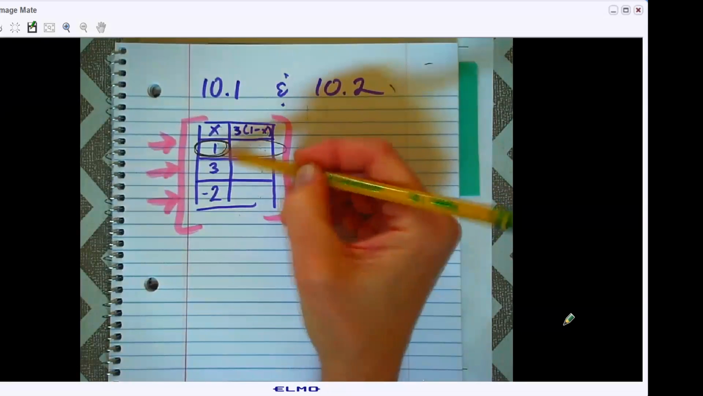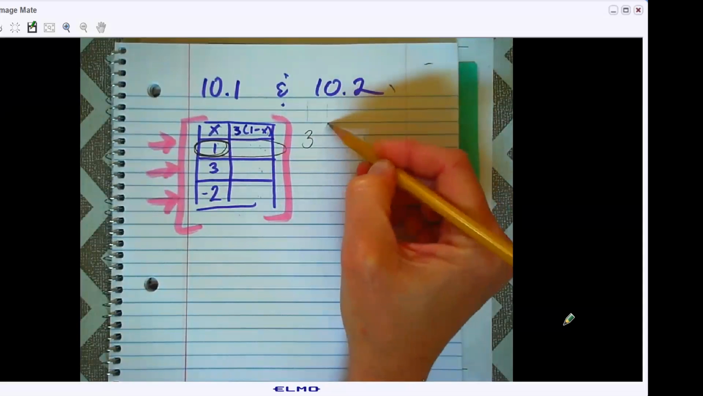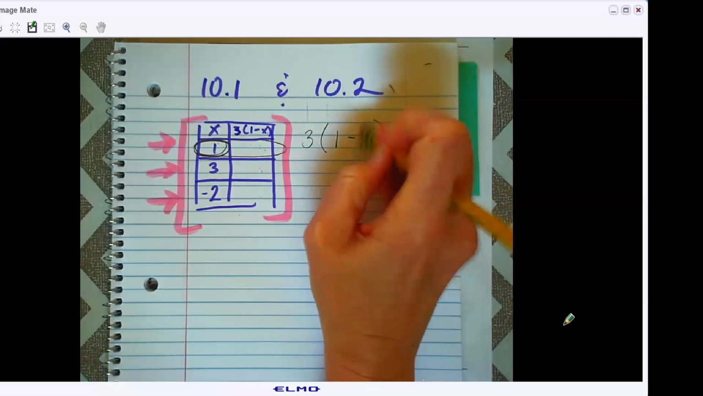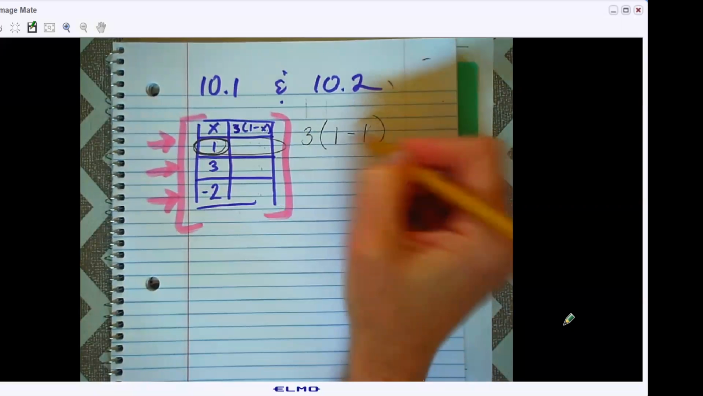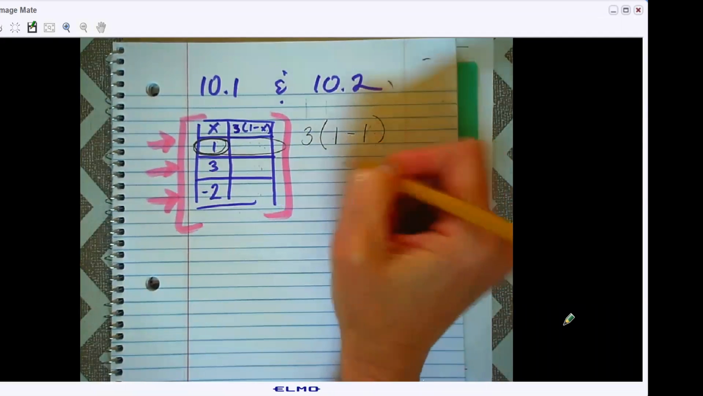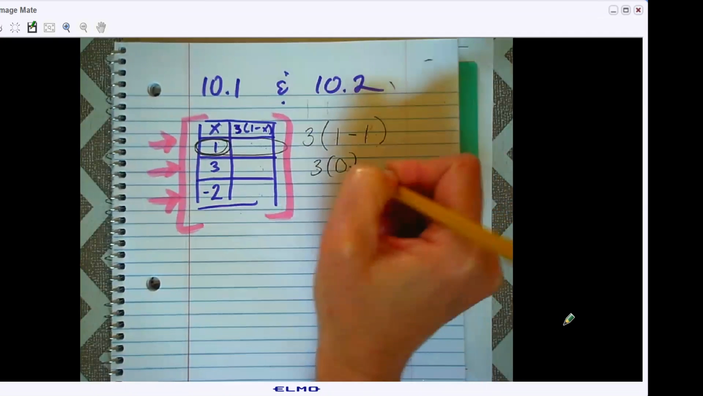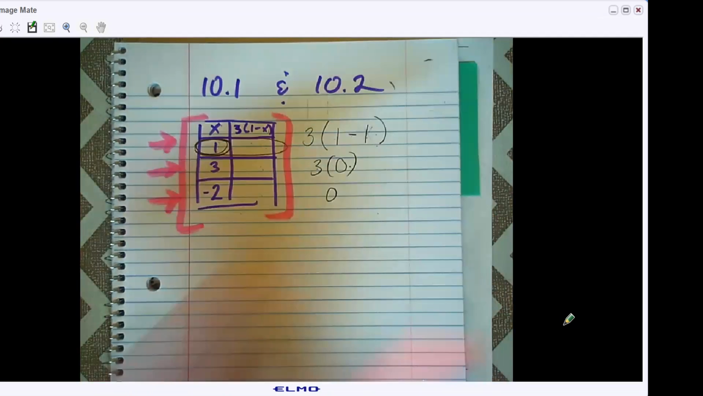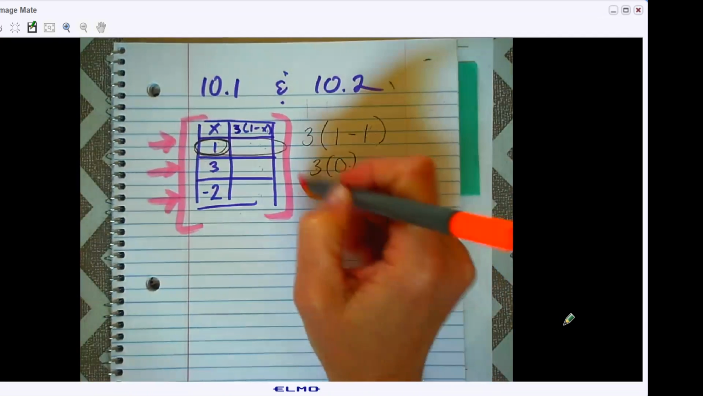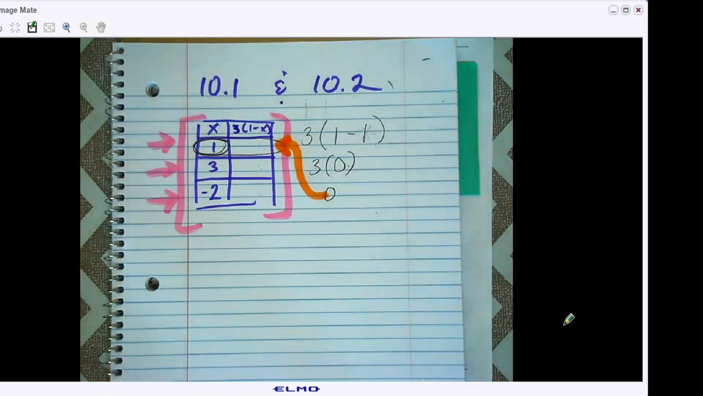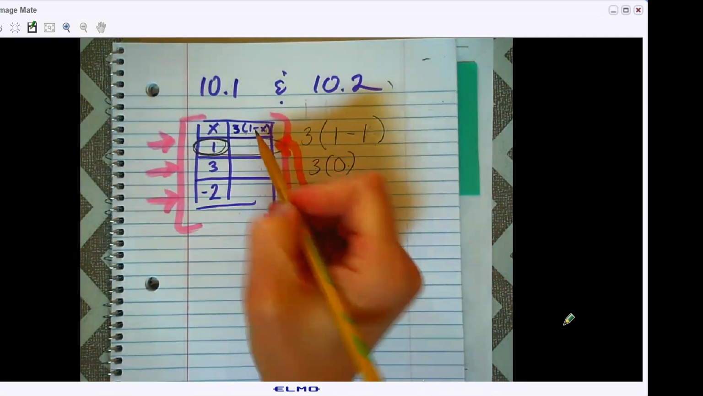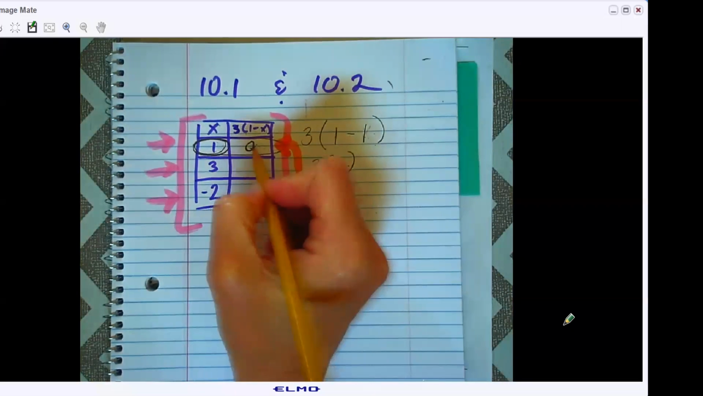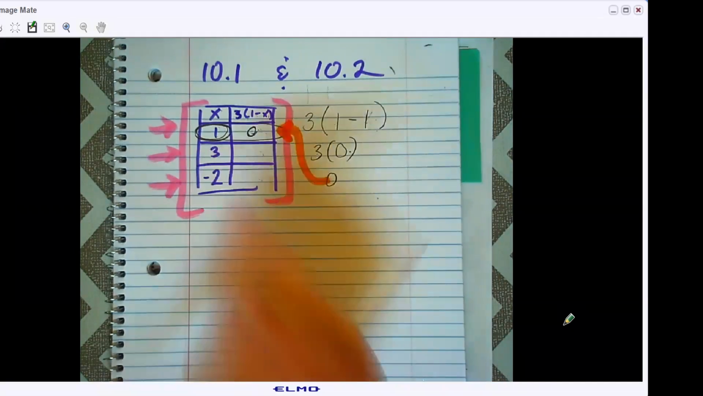X is 1. When X is 1, here's my expression, 3 times the quantity 1 minus X. All right, and I'm going to erase X because I just said it's 1 right now. 1 minus 1. Well, 1 minus 1 is 0. And 3 times 0 is 0. Awesome. Guess where that goes? I am going to go, bam, it's going to go right there in that box. So anytime that X is 1 for this expression to be evaluated, it's going to be 0. There we go.